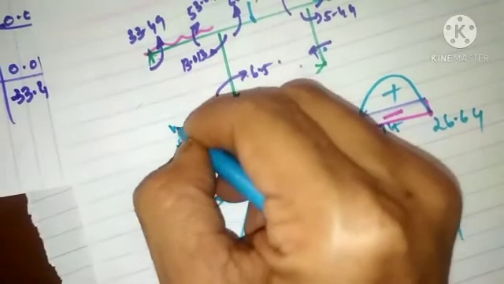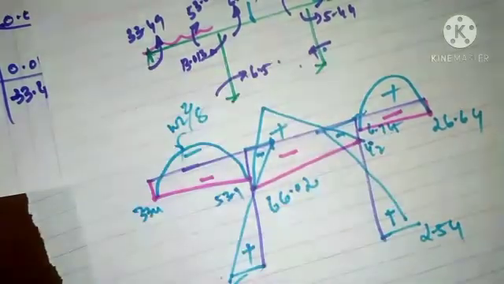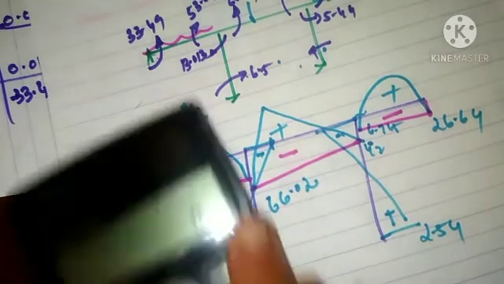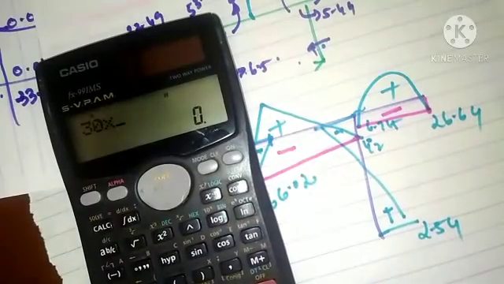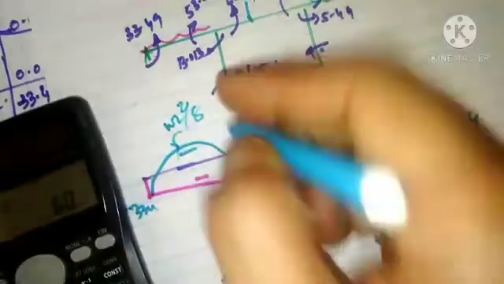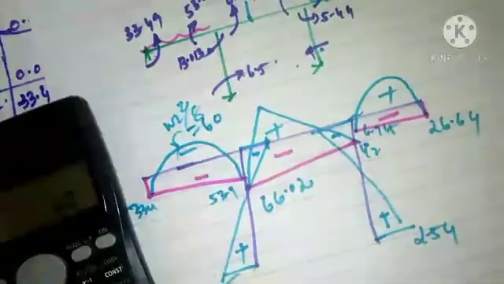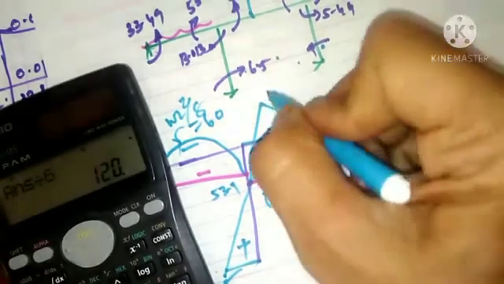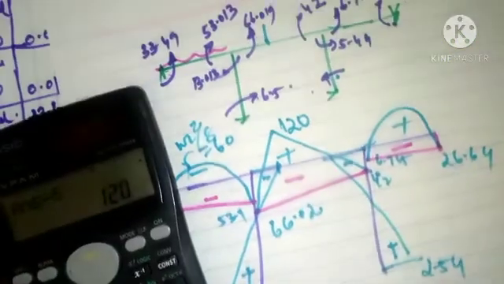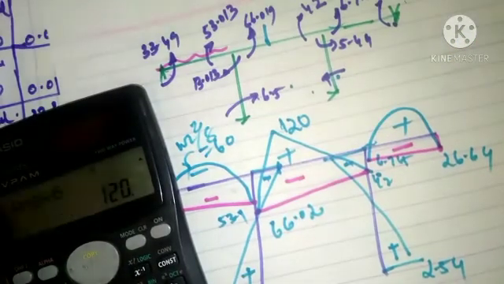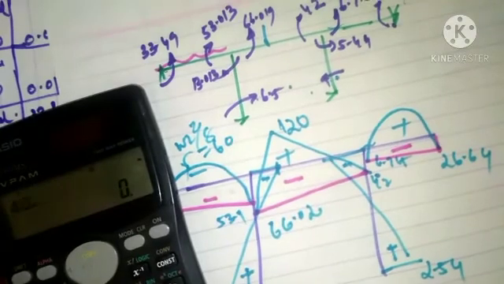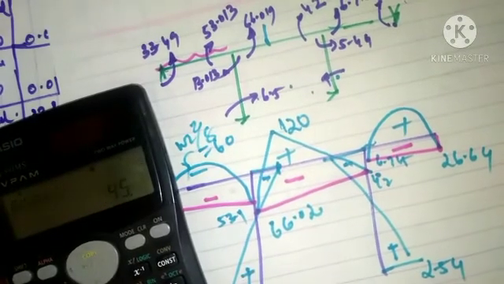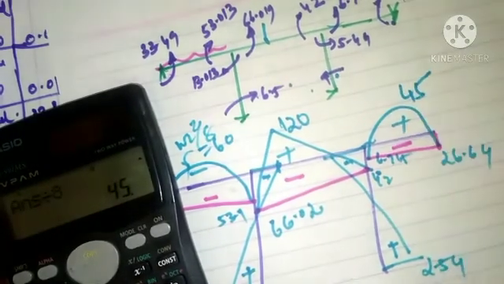What is the value of this going to be? WL square by 8: 30 into 4 square divided by 8, which comes as 60 here. This is 60. Next value is 90, WAB by L: 90 into 2 into 4 divided by 6, which comes as 120. Next is again WL square by 8: 40 into 9 divided by 8, which is 45. So this value is 45.